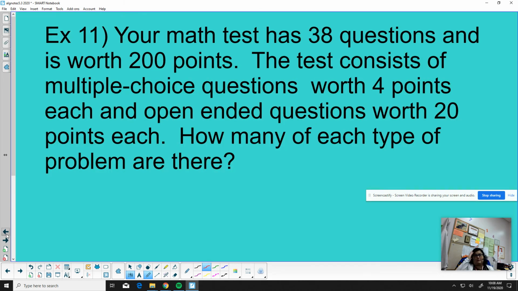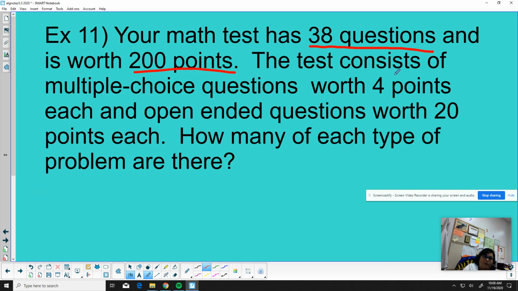All right. There's one like this in your homework. Your math test has 38 questions and is worth 200 points. Those are your totals. So one of your equations is about questions and one of your equations is about points. Okay, the test consists of multiple choice questions worth 4 points.